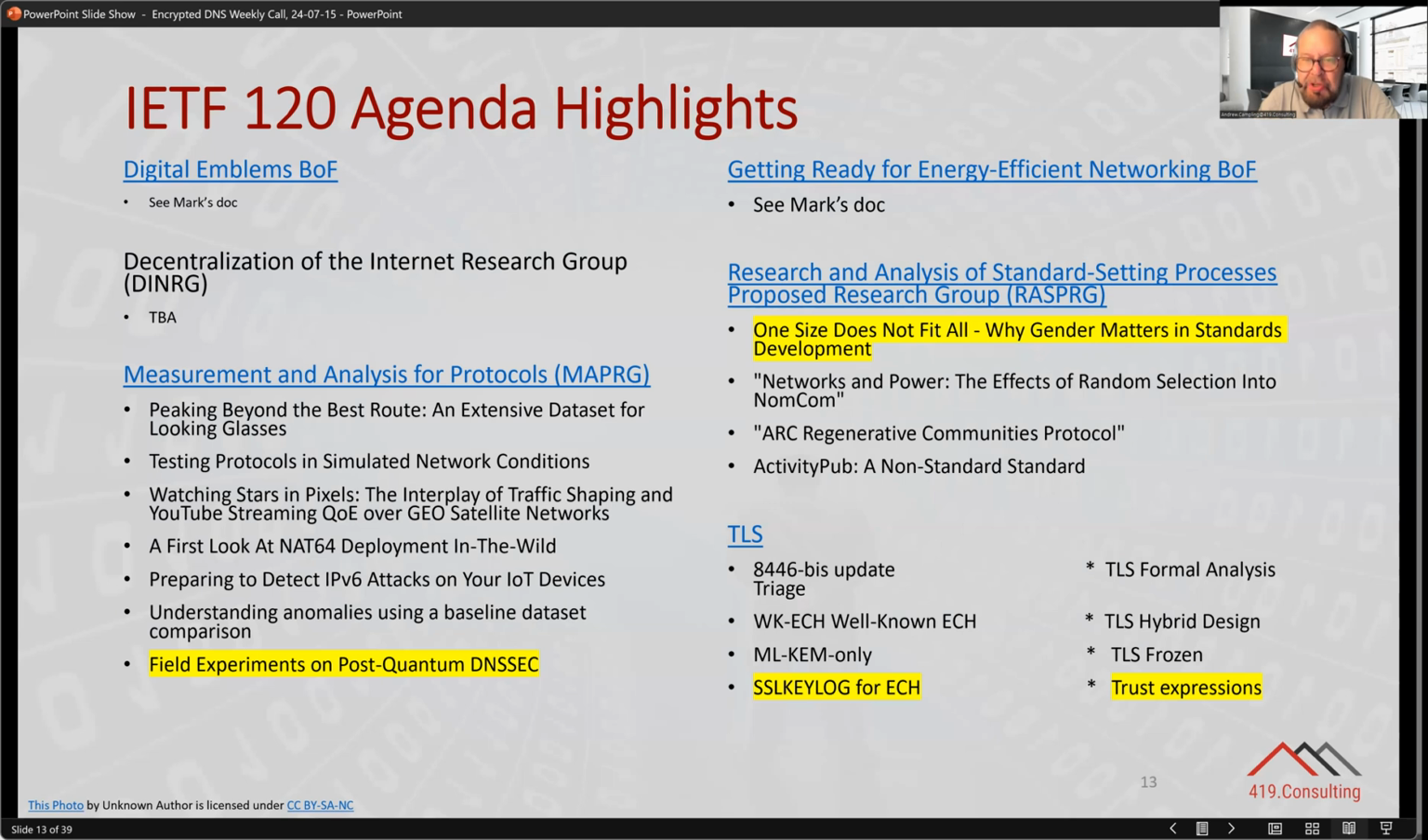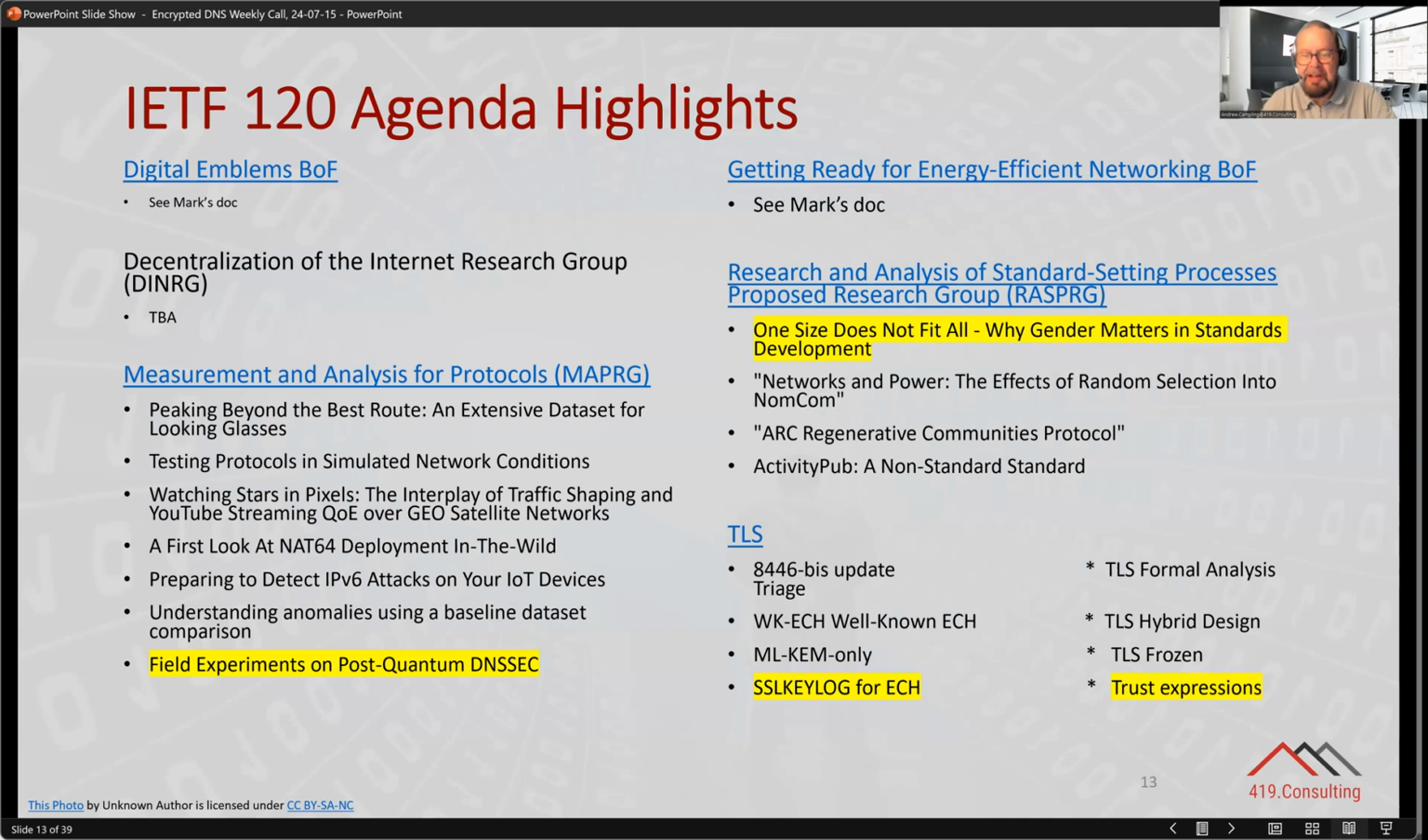And then session 2, another BOF, so same answer I gave just now in terms of taking a look at Mark's document for the context to it, which is getting ready for energy efficient networking, certainly an important topic. That coincides with the RASP-RG, the Research and Analysis for Standard Setting Processes research group. Again, you can see the various topics there, and I'm intrigued with gender mattering in standards development. I think certainly diversity matters in standards development, so it'd be interesting to see why specifically gender has been called out rather than diversity more generally. So I think that could be an interesting one.